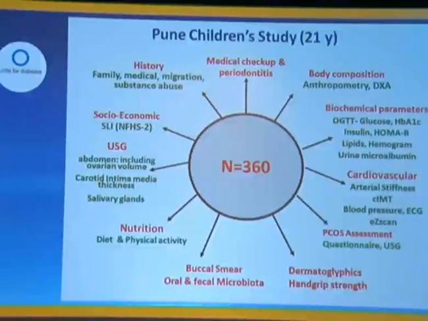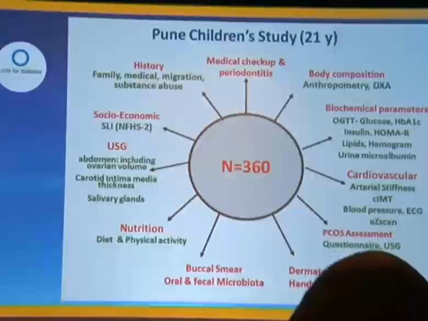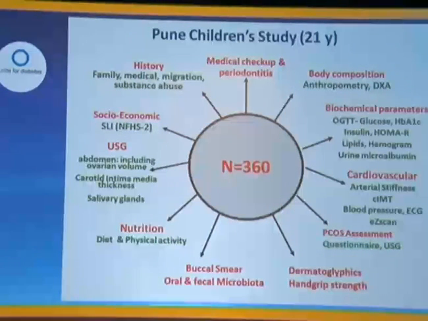Then, as I said, recently we called them at 21 years and we did a plethora of tests, like we are now doing in all other cohorts also. So in addition to the history and family history, we measure body composition, glucose tolerance tests, cardiovascular measurements, and some other endocrine things. We are also collecting microbiota and buccal smears, etc. Dermatoglyphics, which I am not going to talk about today, has very interesting findings regarding risk of disease in later life. And sonography and other measurements.